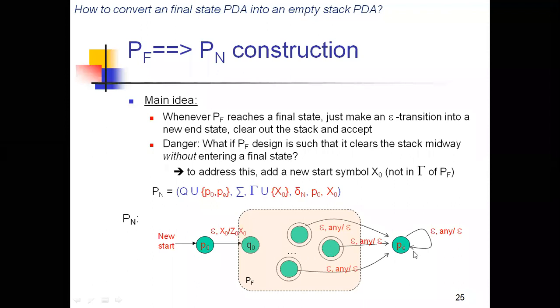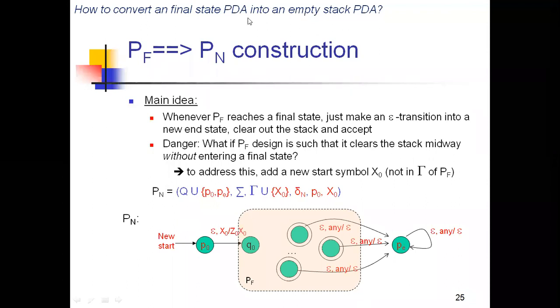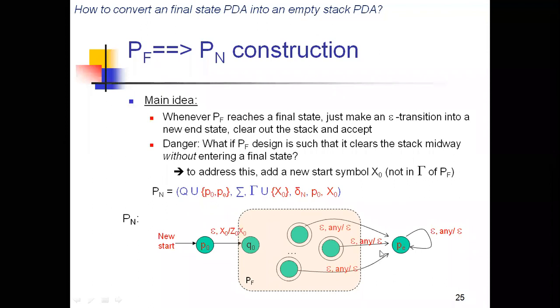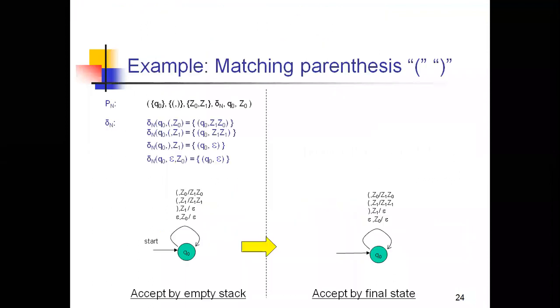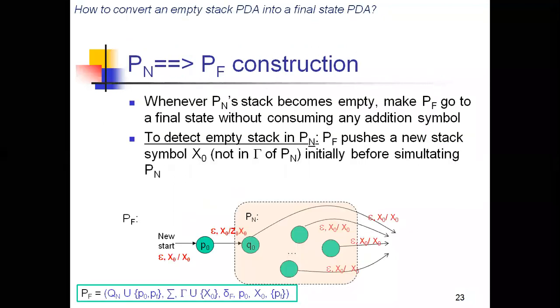PE is again a new state, and here you give a self loop on this PE, and the final states make a transition to PE with an epsilon on any stack symbol. So what it means is we have already converted the final state PDA into an empty stack PDA. I'll show you the previous diagram also, then you can clearly understand.